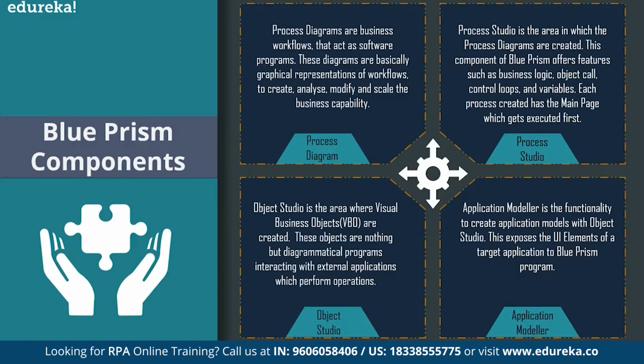Now, finally, moving on to the last component, that is the application modeler. Application modeler is basically the functionality to create application models with the Object Studio. This basically exposes the UI elements of the target application to the Blue Prism program itself, right? So I hope that the four components are clear to you. Process diagram is basically business workflows that are created, and process studio is the place where the process diagrams are created. The Object Studio is the area where the visual business objects are created, and the application modeler is the functionality to create application models.